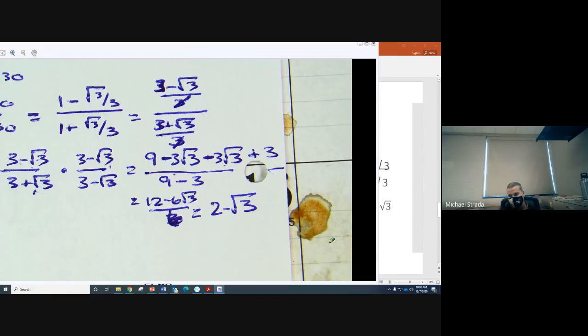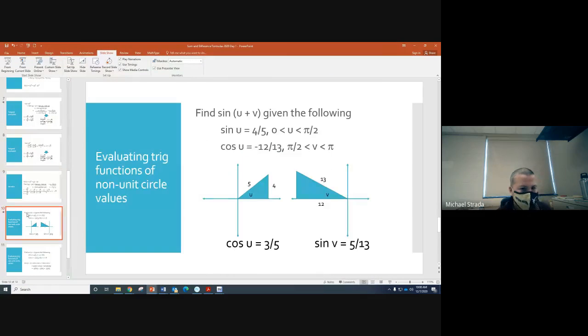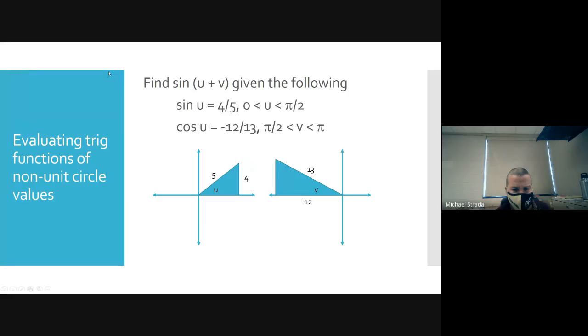All right. Everybody makes mistakes. This is true. I didn't stop you from making it, as long as you realize what it was. All right. Now the last part of this part of the lesson. Evaluating trig functions of unit circles.